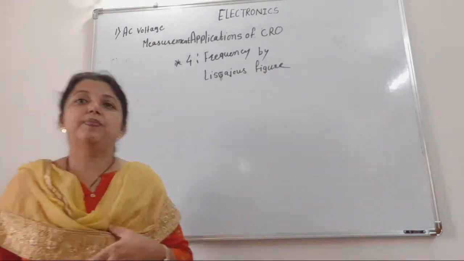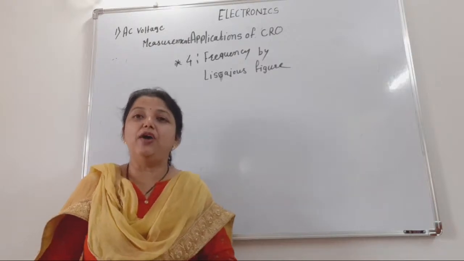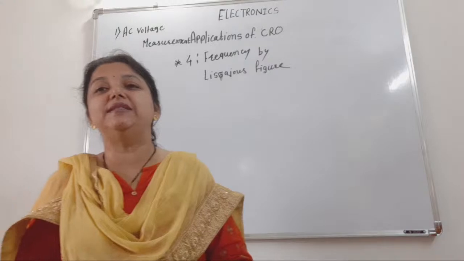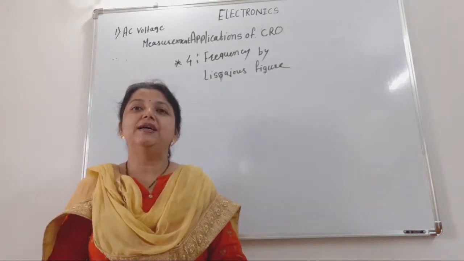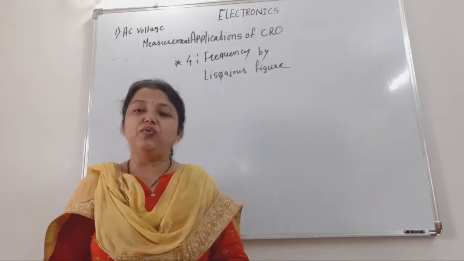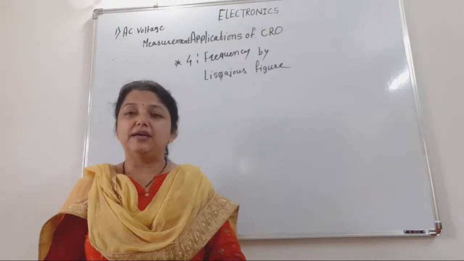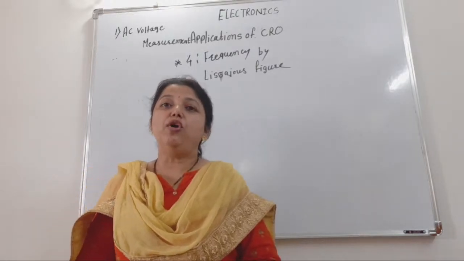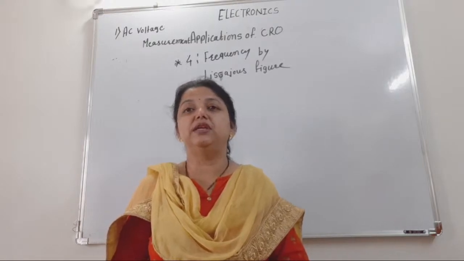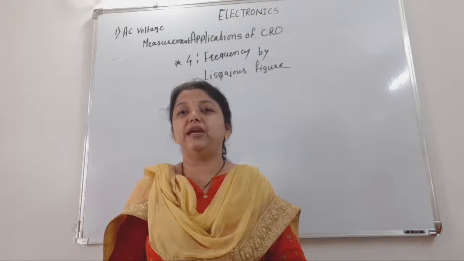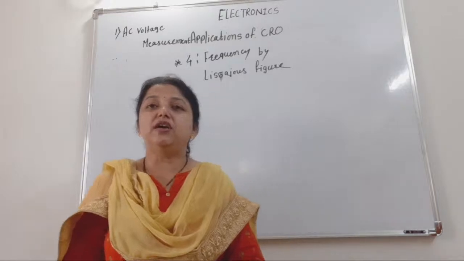For that, what do you have to do? Listen carefully now. To that CRO, we have to provide one known frequency signal to the horizontal amplifier, and the signal whose frequency we try to calculate to that vertical input. And when you give both the signals to that CRO, vertical input signal and horizontal input signal, suppose you get an ellipse on our CRO screen, then what is our conclusion?